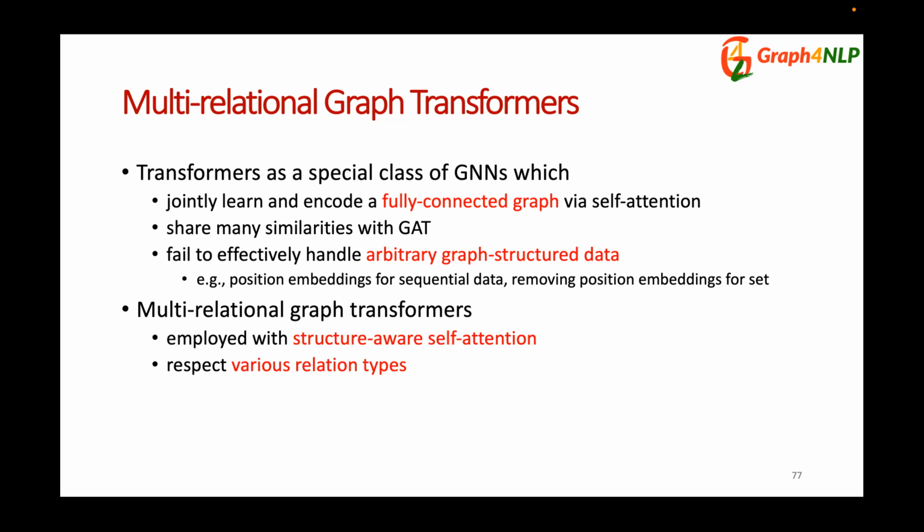So multi-relational graph transformers try to combine the benefits of both transformer models and GNN models. Basically, they make two major modifications to transformer models to make them directly applicable to graph structured data. One is to employ structure-aware self-attention, and the second is to make the model respect various relation types.